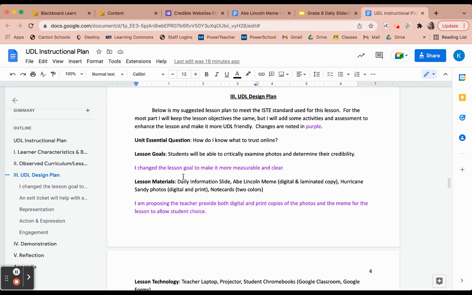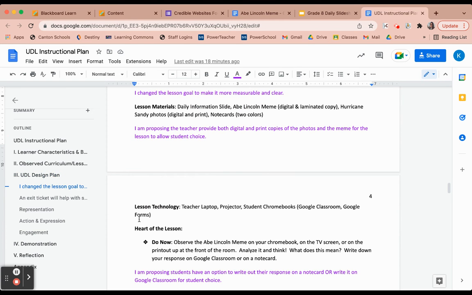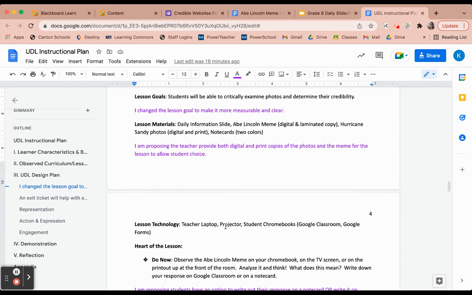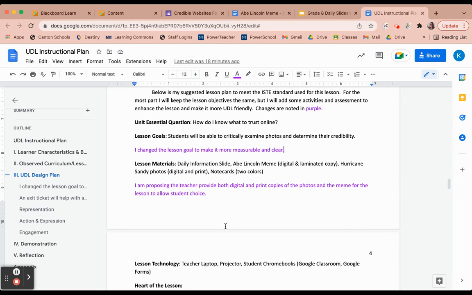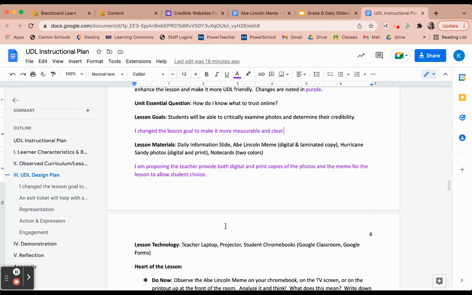The way I decided to organize it is pretty much just rewrite a whole new lesson and then add in purple the changes that I made. So anything that doesn't have a purple line of text underneath it means that there really wasn't any change to what the original lesson was. I did make quite a few changes, particularly in the form of student choice and adding an assessment piece.